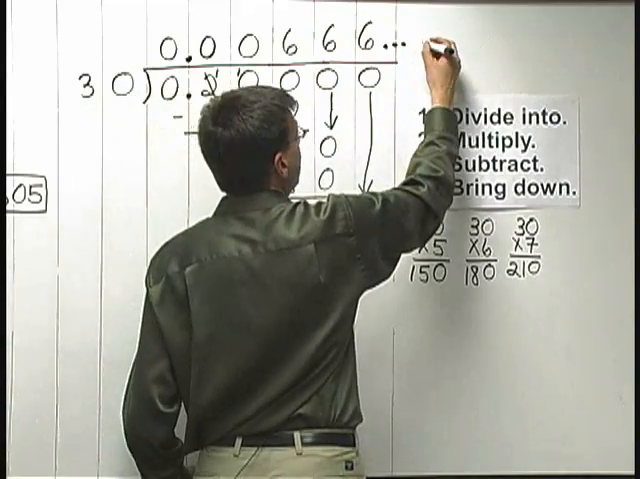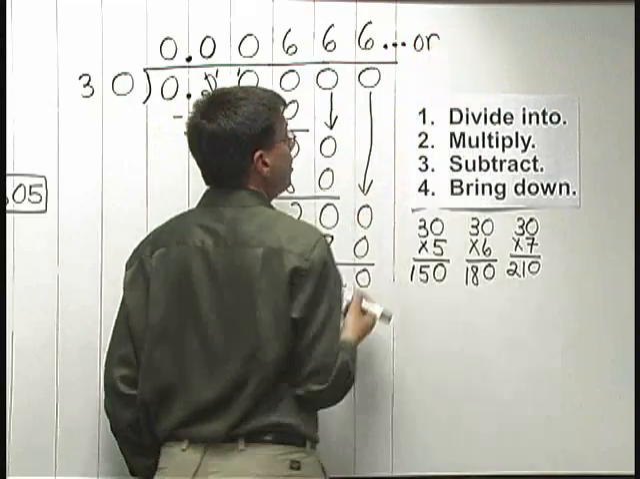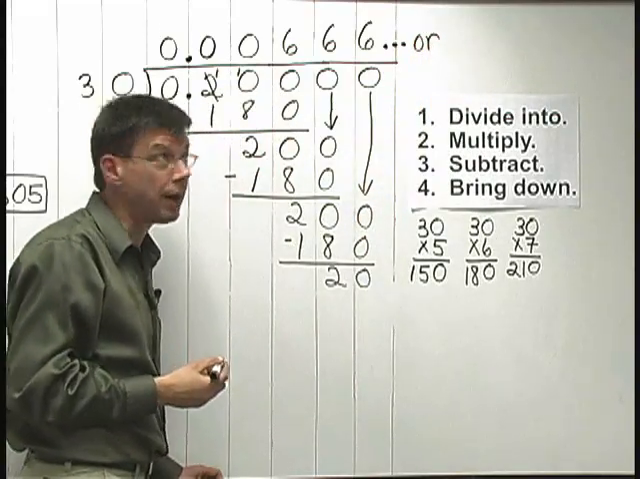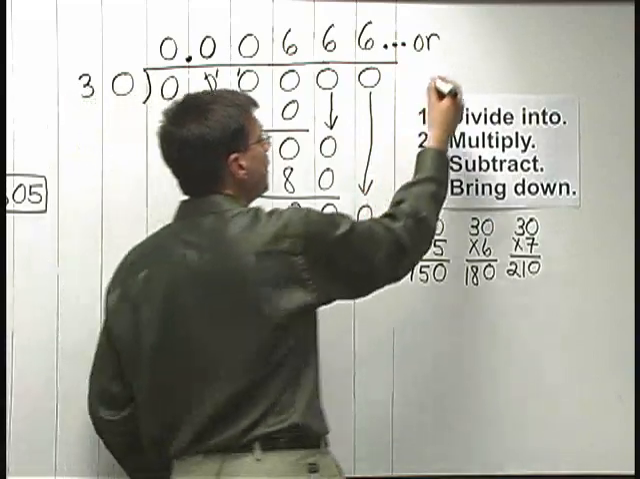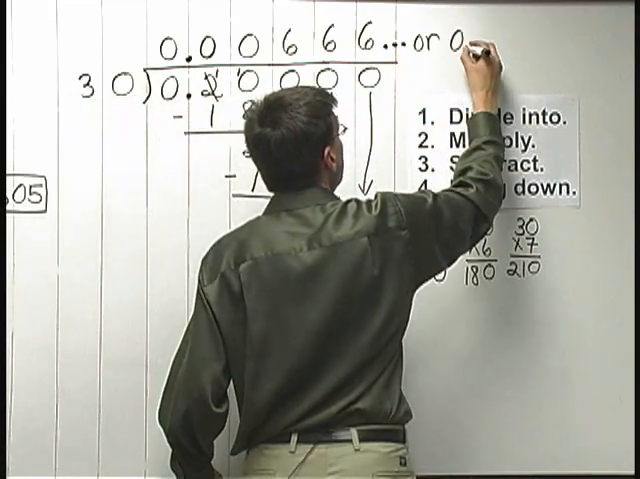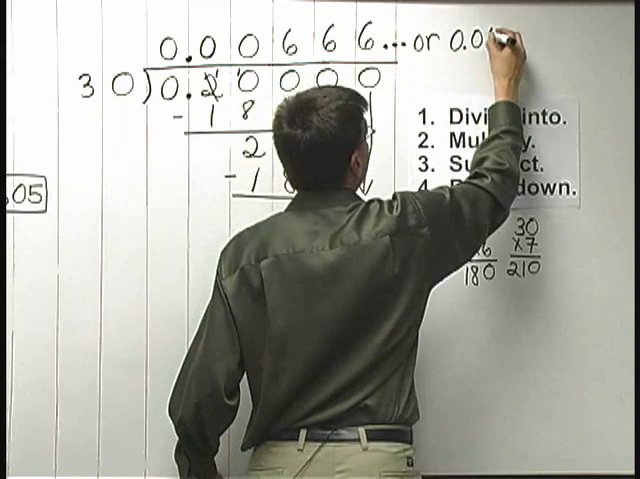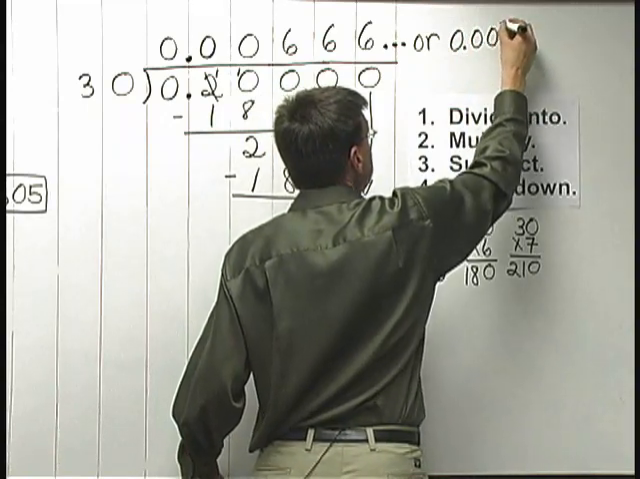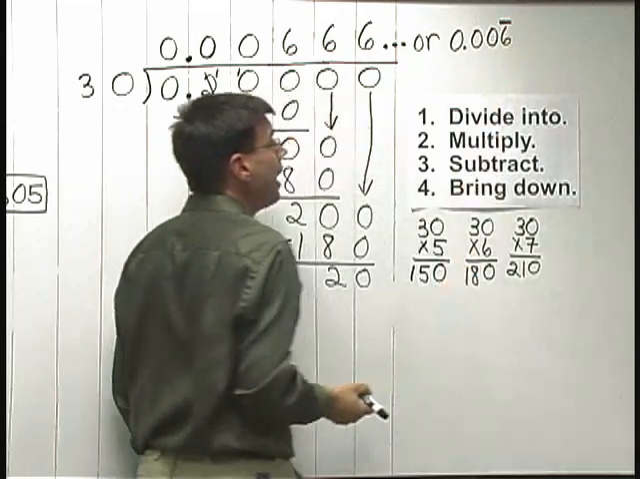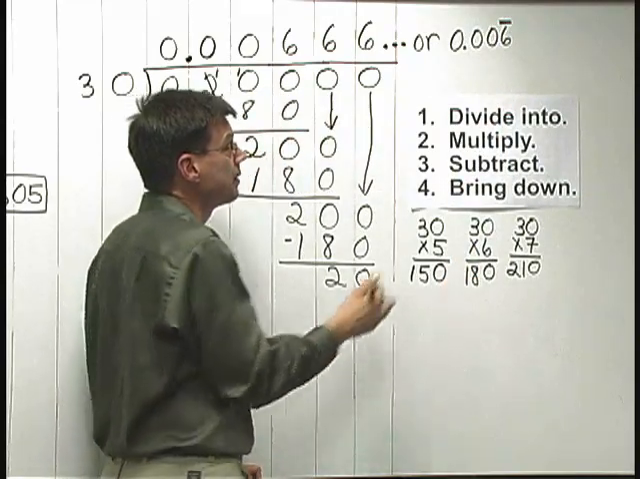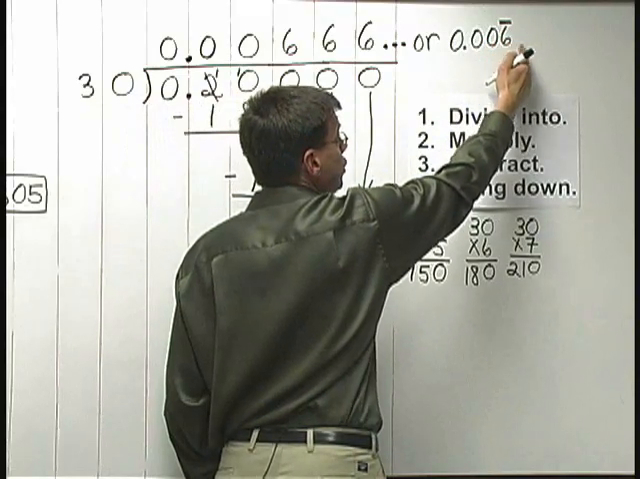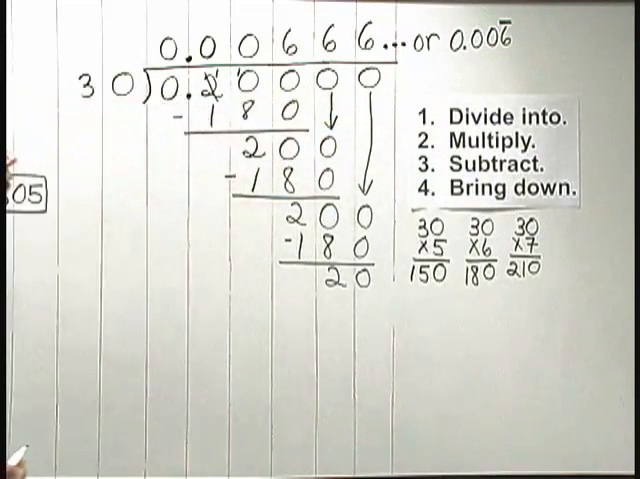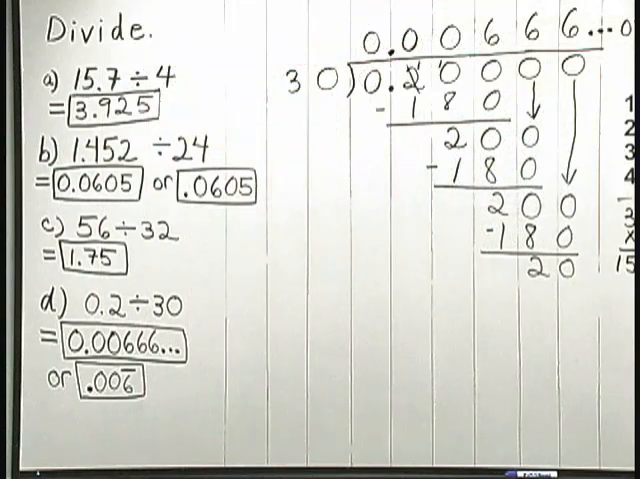The 3 dots indicates that that pattern repeats. There's also another way to write the answer that's often used in math courses when you have a repeating decimal like this. We still write 0.006, but instead of repeating the 6's, we write a line or a bar on top of the 6. That bar is an indication that that 6 should repeat over and over. So here we now have our answer for our problem D. I've written the answer a couple of different ways.